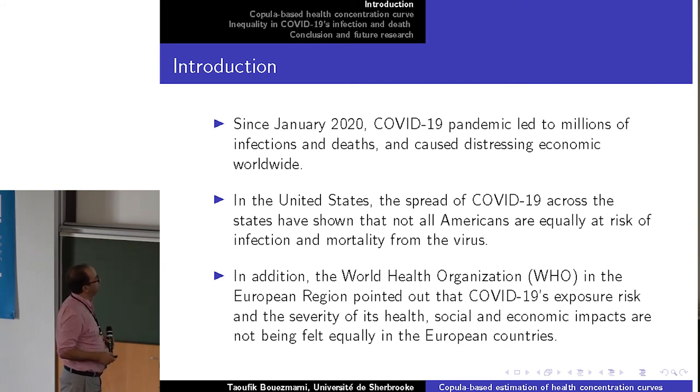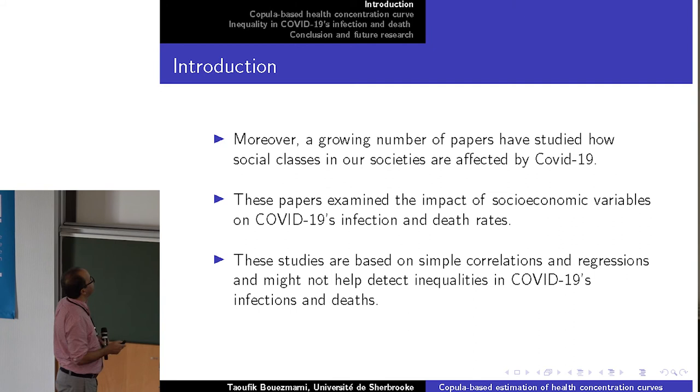So there is a rising number of newspaper articles that discuss, in particular for American data, that Americans are not equally at risk of infection and mortality from COVID. Also in Europe, there is a report from the World Health Organization that says that COVID-19 exposure risk and the severity of its health, social and economic impacts are not being felt equally across European countries and sometimes within the same country. So that's the growing interest to look at this problem, and of course there are a lot of papers trying to understand and address it, and see whether there is inequality.